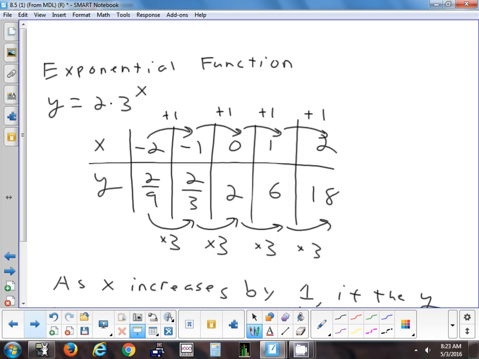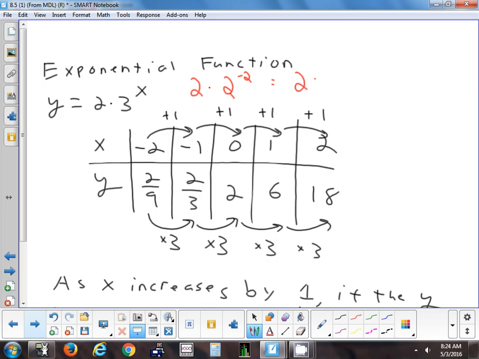I'm plugging in -2 for x. When you're doing exponentials, the x is always going to be an exponent. Before, when we did linear, x was always the slope. When we're doing exponentials, it's always going to be an exponent. So 2 times 2 to the -2. We don't have to do anything with that 2. But that 2 to the -2, what do I have to do to make it positive?